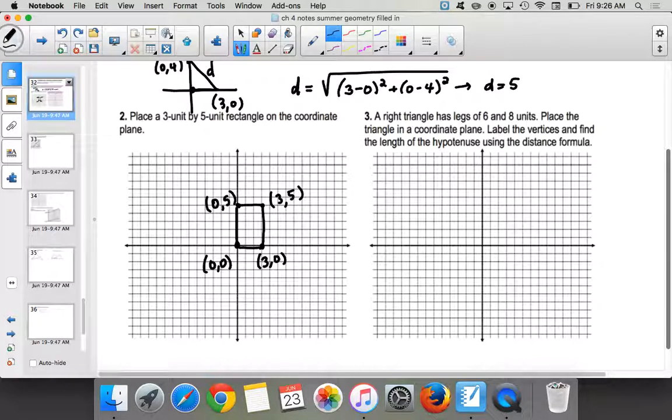It says a right triangle has legs of 6 and 8 units. Place the triangle in the coordinate plane. So I'm going to go over 1, 2, 3, 4, 5, 6, and I'm going to go up 8. Okay, and I get this little triangle drawn in. It's a right triangle. It says label the vertices and find the length of the hypotenuse using the distance formula. So again, we have (0, 0), (6, 0), and (0, 8).